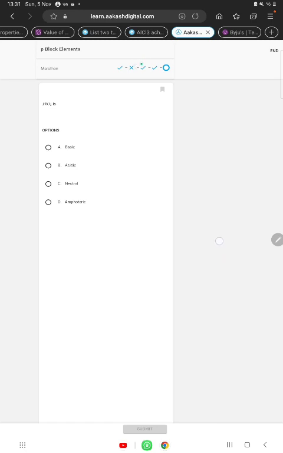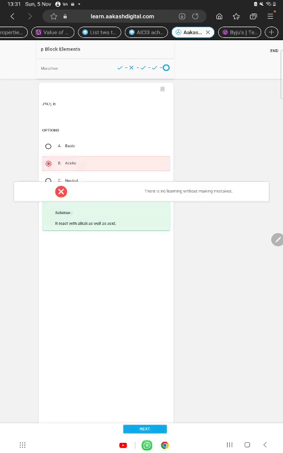PbO2. Whether it will be covalent or ionic, PbO2. Here the oxidation state is +4, so it is going to be covalent. Covalent, it is going to be acidic. So Pb is going to be amphoteric. Sorry.